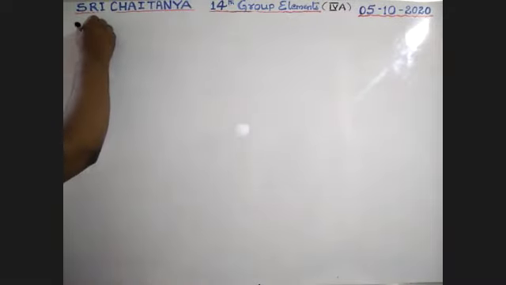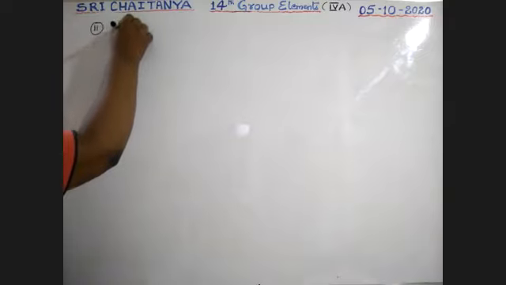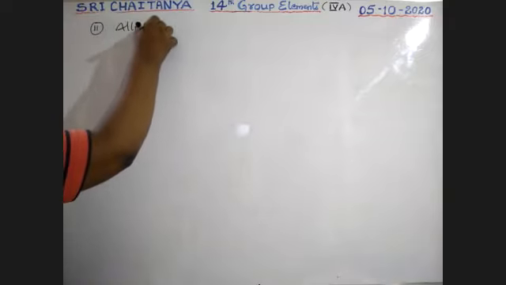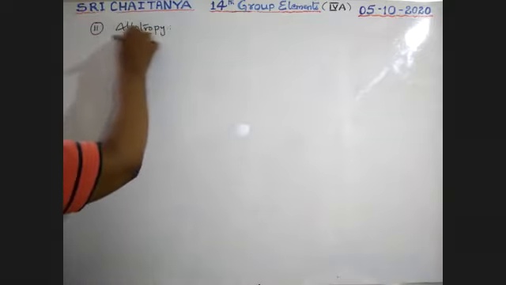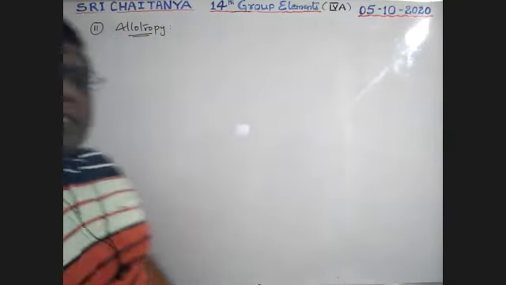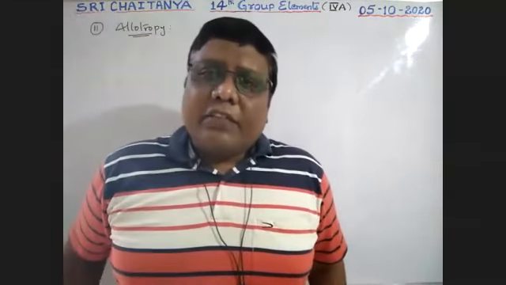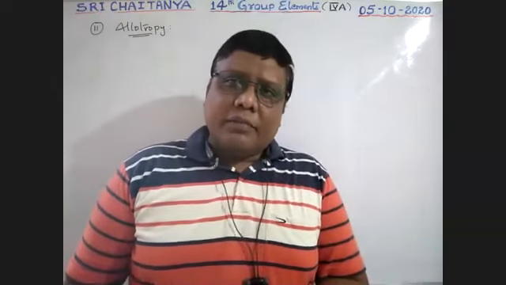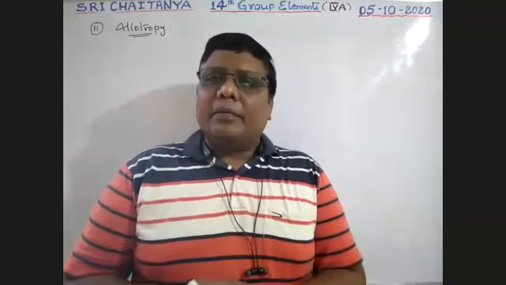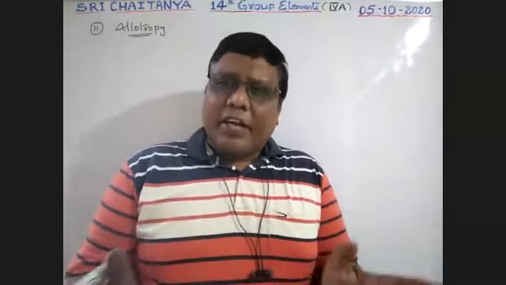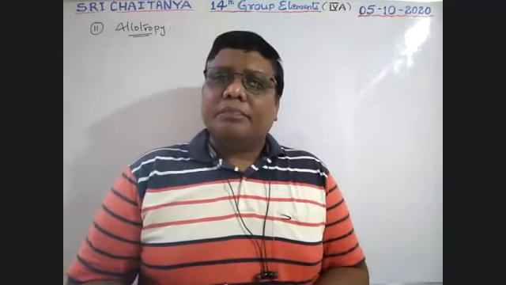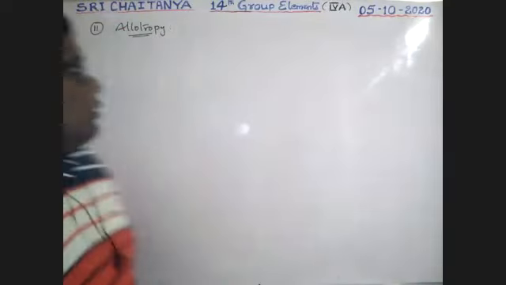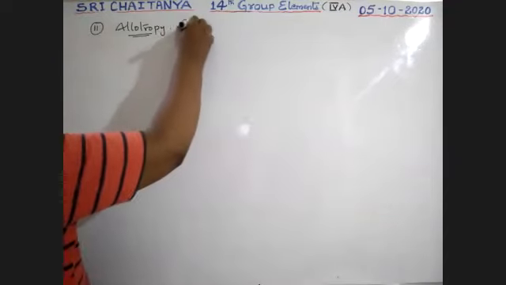Next property, allotropy. What is allotropy, sir? Existence of an element in 2 or more physical forms, but chemically identical. That means physical properties are different, chemical properties are same. Note down the statement.